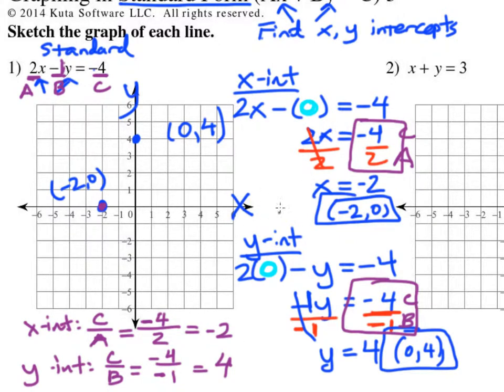Plug in 0 for y, plug in 0 for x, or you can just do C over A and C over B to find your intercepts. Let's go ahead now and finish this up by drawing a line. So something like that. Don't forget your arrows. And there we go.